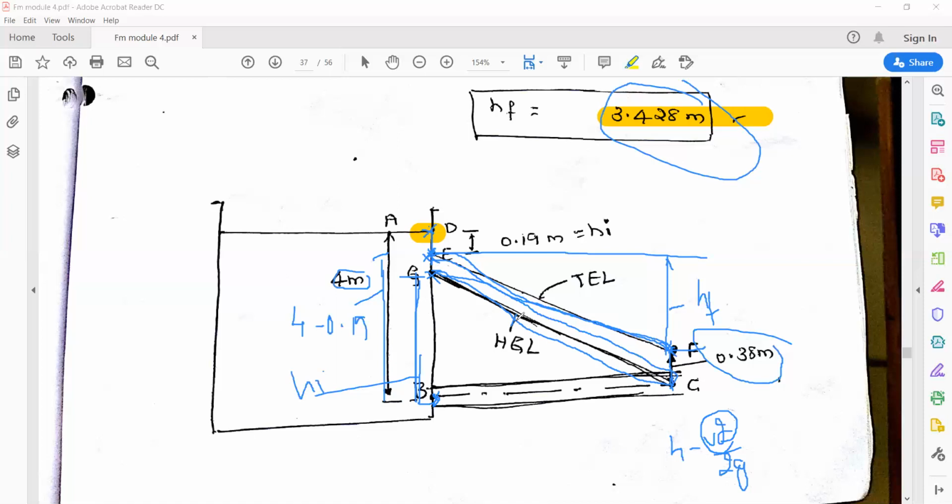So I hope I made it clear. This is how basically the total energy line and hydraulic gradient line can be drawn. While drawing the total energy line, you need to consider pressure head, kinetic head, and potential head. While drawing the hydraulic gradient line, you need to consider only pressure head and potential head, and you have to subtract the kinetic head. So I hope you have understood. Thank you.